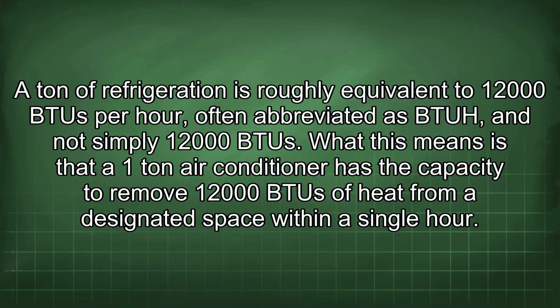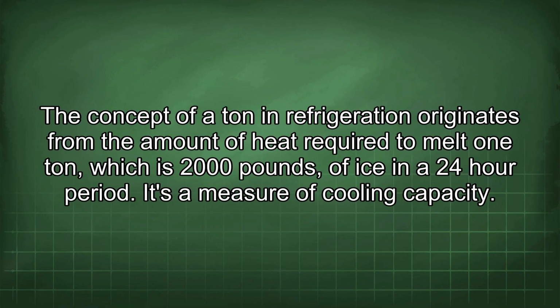A ton of refrigeration is roughly equivalent to 12,000 BTU per hour, often abbreviated as BTU/h, and not simply 12,000 BTU. What this means is that a 1-ton air conditioner has the capacity to remove 12,000 BTU of heat from a designated space within a single hour. The concept of a ton in refrigeration originates from the amount of heat required to melt 1 ton, which is 2,000 pounds, of ice in a 24-hour period. It's a measure of cooling capacity.